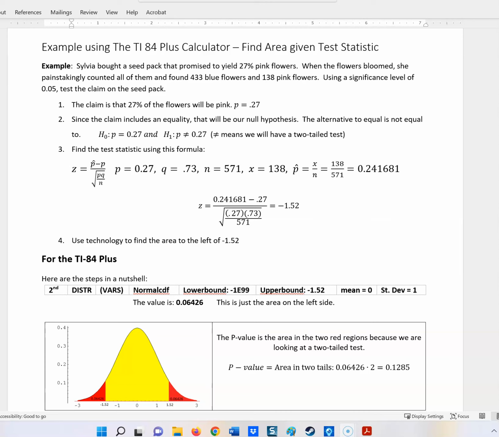Hi, it's Carly McAvoy. I'm working with a TI-84 Plus calculator through an example for hypothesis testing. We will use the TI-84 to help us find the area under the curve in a two-tailed test.